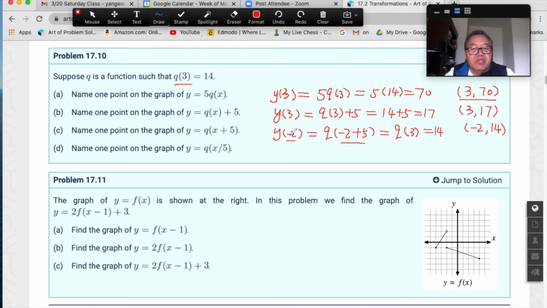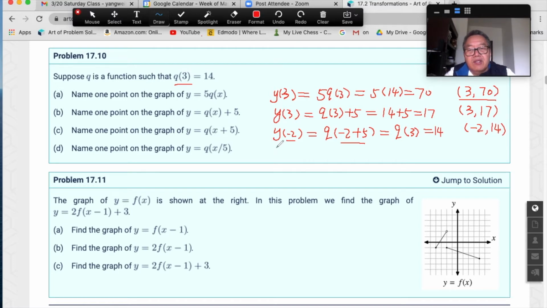The reason we put -2 is that we try to get 3 here, because we only know this point. If you put 3 here, that's 3 plus 5, which is 8, Q(8), and we don't know that value. So that's the reason we need to put -2 here. -2 plus 5 gives us Q(3), and we know that value equals 14. So in this graph, we have the point (-2, 14).